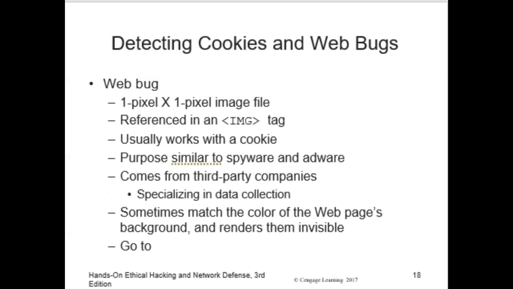Now, detecting cookies. So the web bug is next. Web bugs come from a third-party company, and those companies specialize in data collection. So because web bugs are just another image file like a GIF, they can't be blocked by a web browser or rejected by a user. It's just an image file, right? And so also web bugs usually match the color of the web page background, which renders them frankly invisible to us, right? So examining the web page's source code is how you'll find the file as an image tag, right?